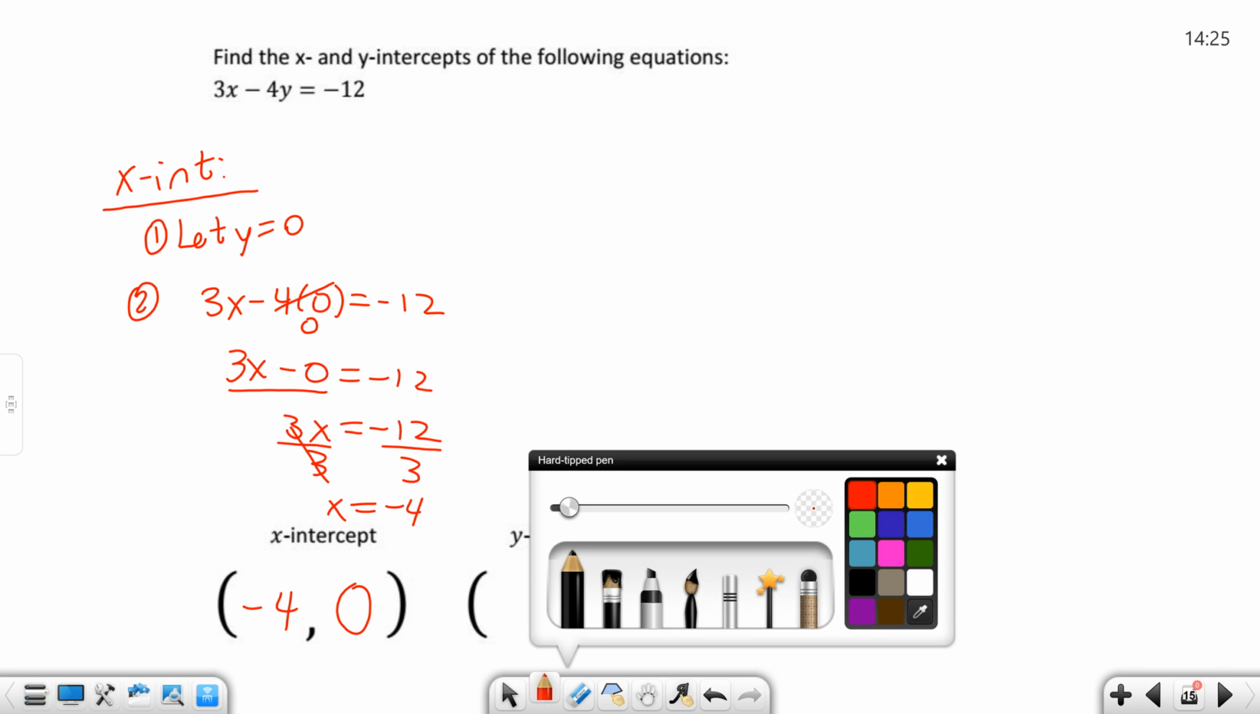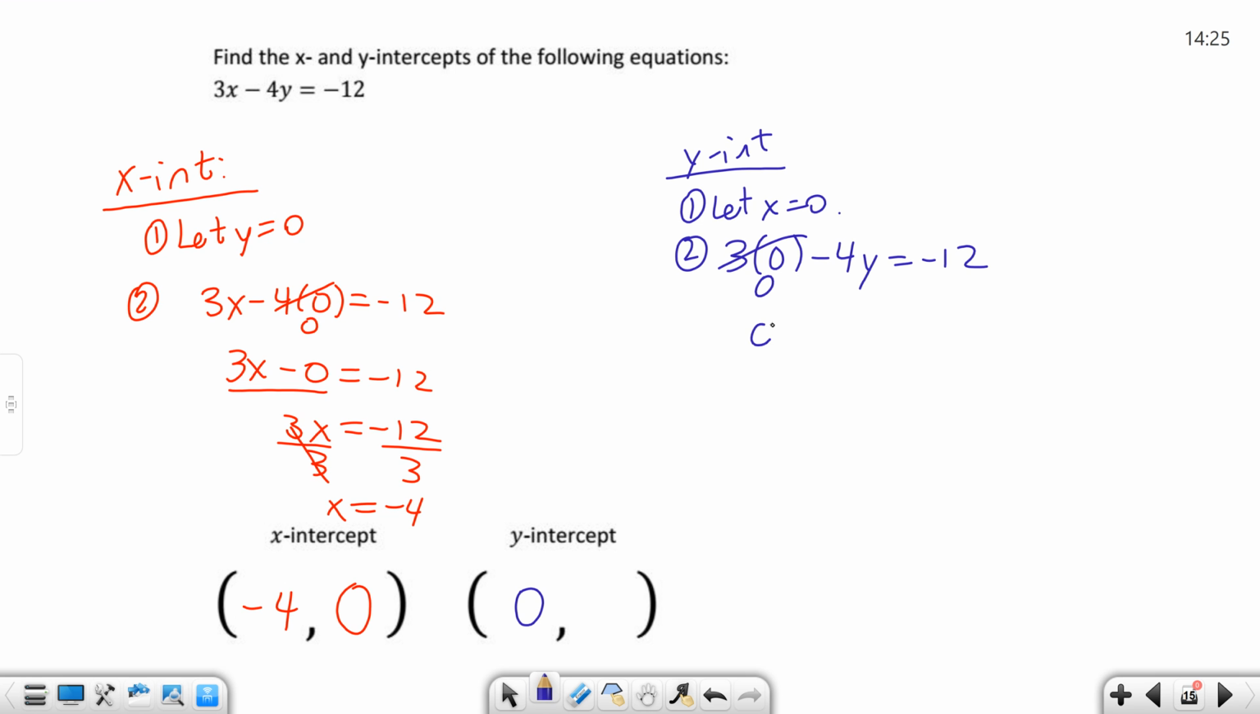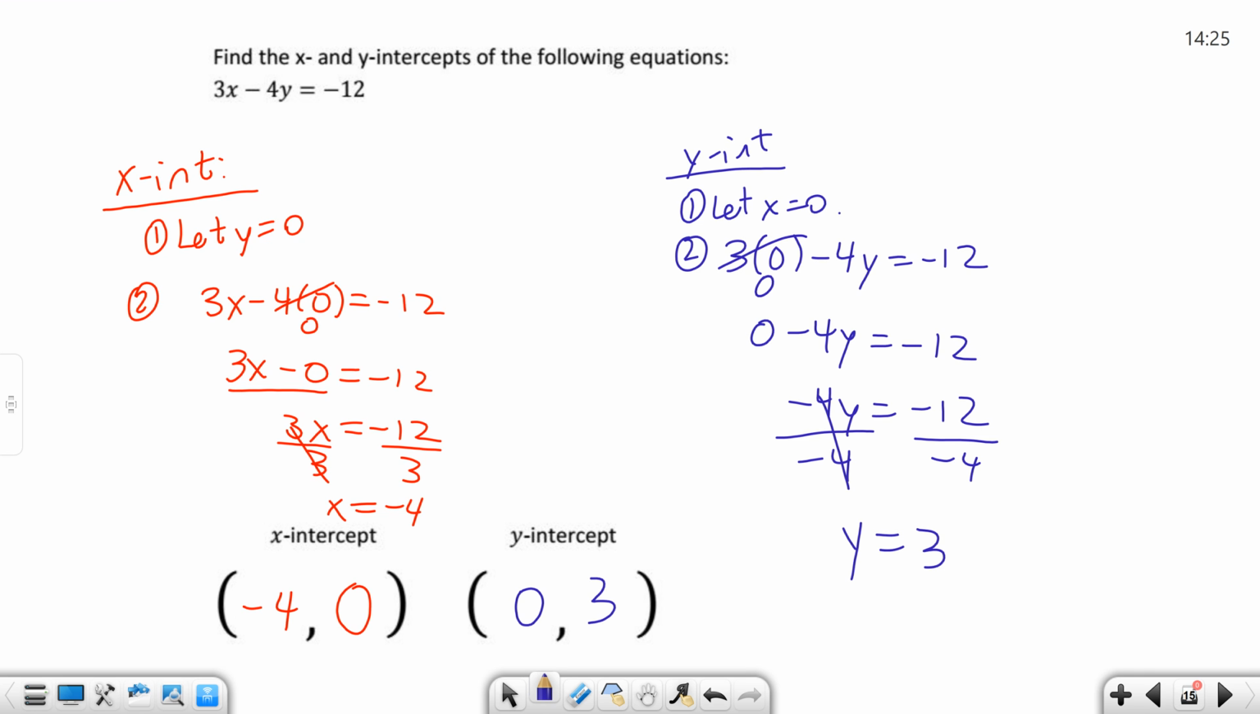And then I used to go through and do the same thing properly for this other one. So for the Y-intercept, I let X equal 0. So if that's the case, X, right, because it's XY. And then the second step is to solve for Y. So 3 times 0 minus 4Y equals negative 12. And 3 times 0 is 0, so 0 minus 4Y is negative 12. Well, that's just negative 4Y is equal to negative 12, right? Divide both sides by negative 4. And Y equals 3. So 0, 3 is the Y-intercept.